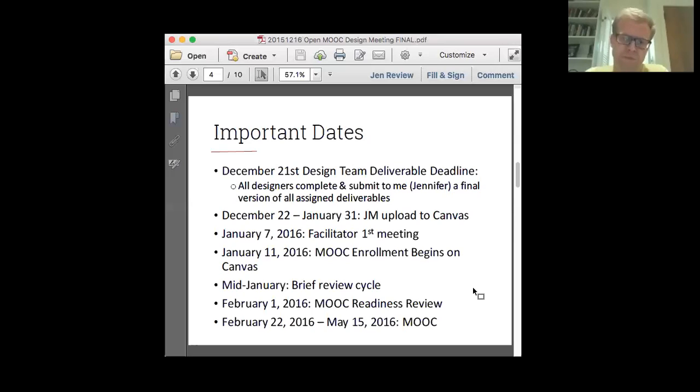So I fully anticipate, as you see on the important dates down there, it says mid-January, us having a brief review cycle where basically I turn you guys loose to look at what I have done in terms of uploading it into Canvas, and then ask for your input and feedback on stuff as minor as typos and things like that, to more heady stuff like I don't think that assignment is working correctly. So that will happen hopefully by mid-January. I'll have enough content in there that we can get a very brief review happening.